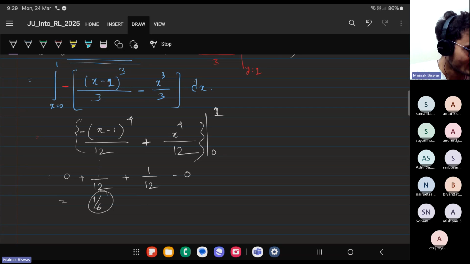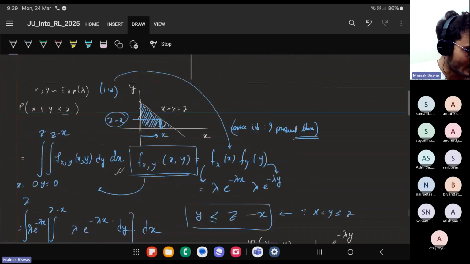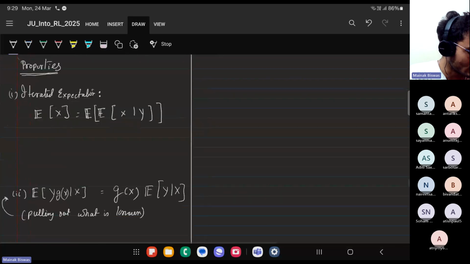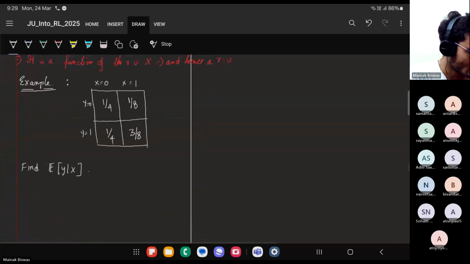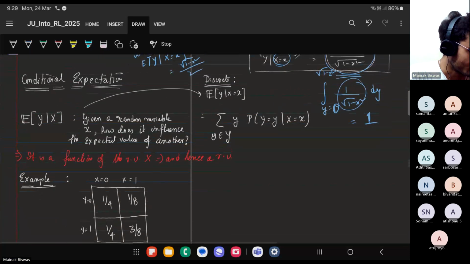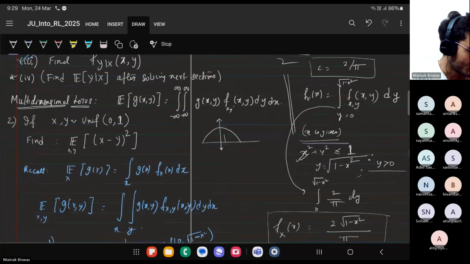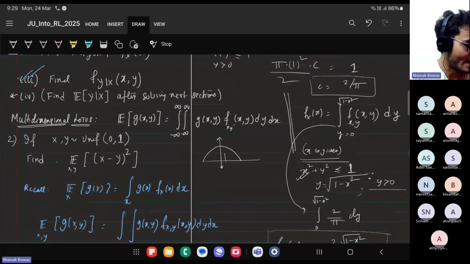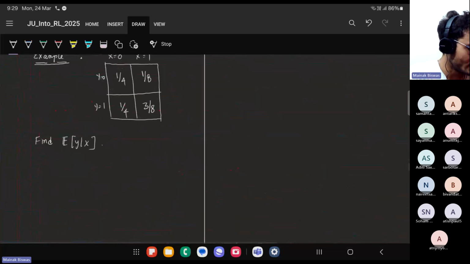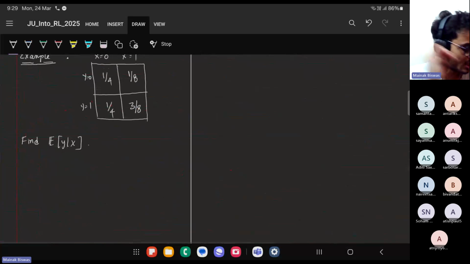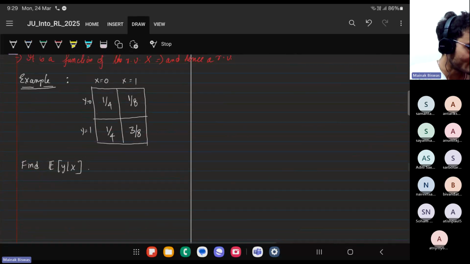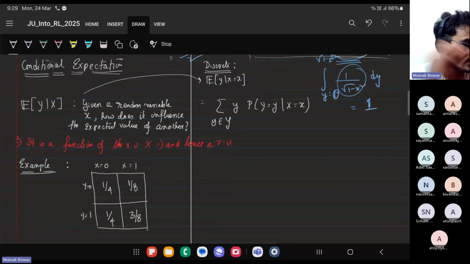Fine. So we understood how to use the 2D LOTUS. What is left now is the final thing of today's class. For the last 20 minutes I'll do what is called conditional expectations. Conditional expectations is what we'll be using for most of our algorithms in reinforcement learning.